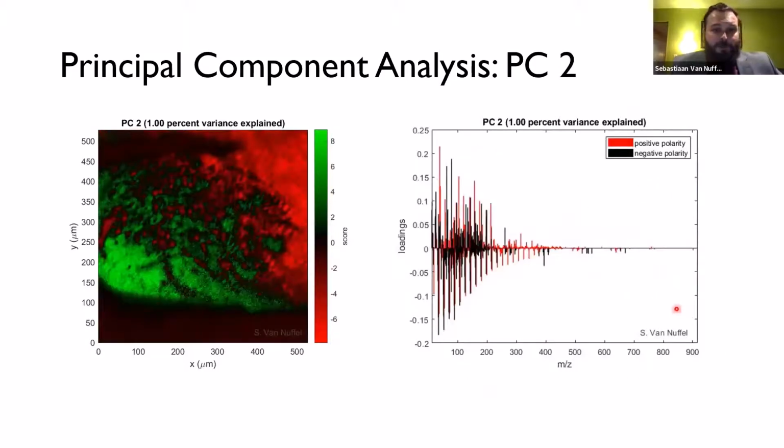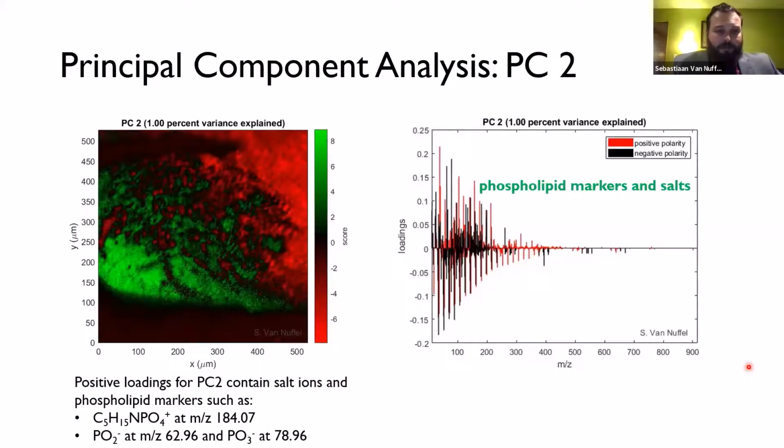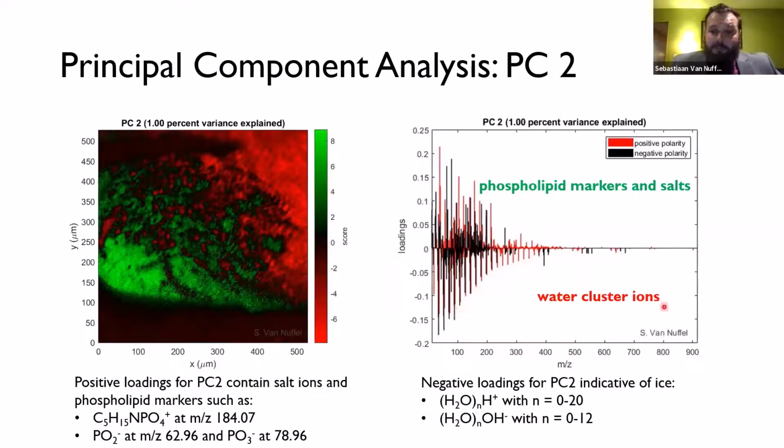The second principal component seems to separate out something else. Looks like it separates out the zebrafish tissue from the BSA matrix. And as we can see in the positive loadings, we have a lot of phospholipid markers: phosphocholine head group, phosphate in the negative polarity. But that all makes sense. And then the negative loadings contain a lot of water cluster ions. So we can see repeating clusters of ice, which corresponds to the red area.